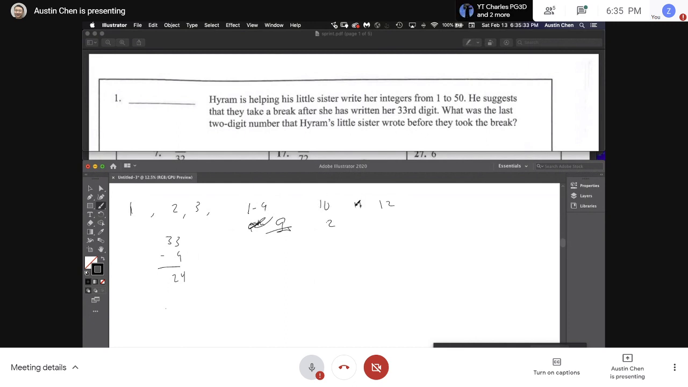And then after we've written 11, we're going to have written 4 digits. And after we've written 12, we're going to have written 6 digits. And we want to find the 2-digit number where we've written 24 digits, right? Because that's how many more digits we have to write, and that will be our last 2-digit number that we will write before we take the break.